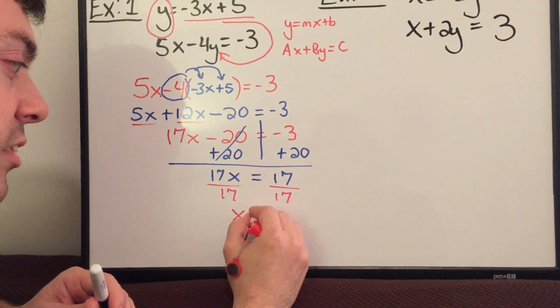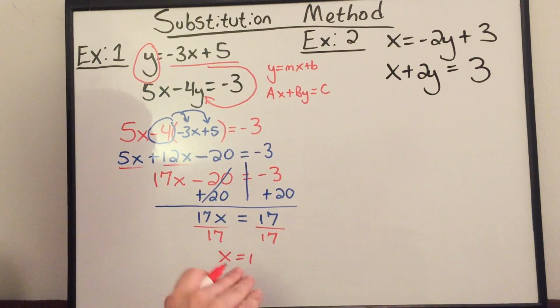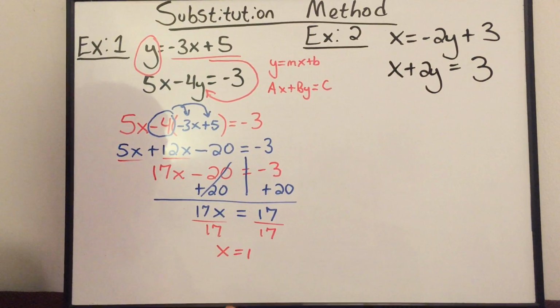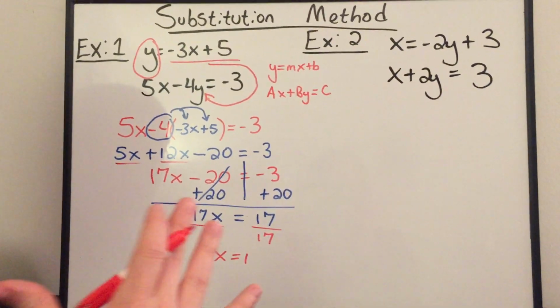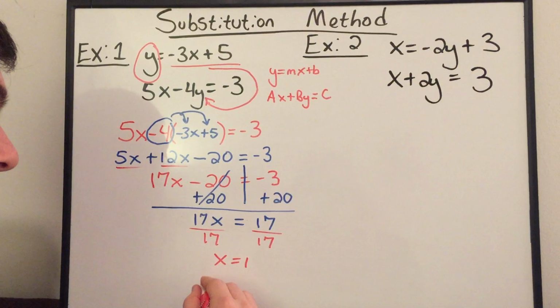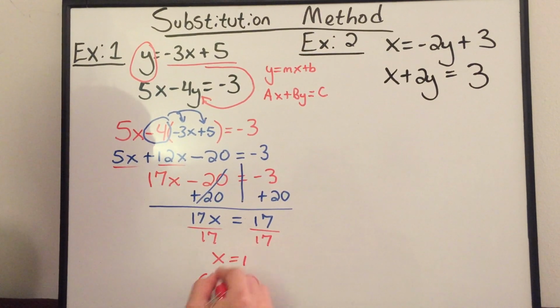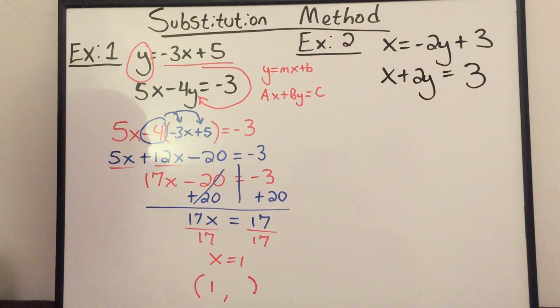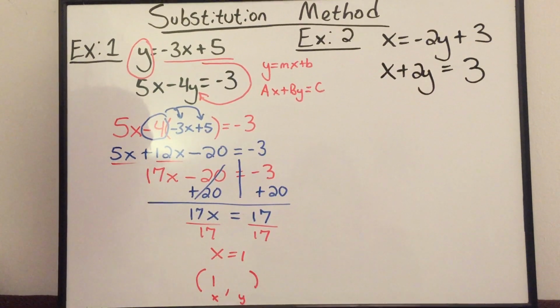And that gives me x equals 1. But remember, I know it's very, very tempting to stop right there. But just like with graphing, just like with elimination, we can't stop right there because we need our coordinates. Okay? So we have our 1 for x, but now we also have to find our y coordinate.